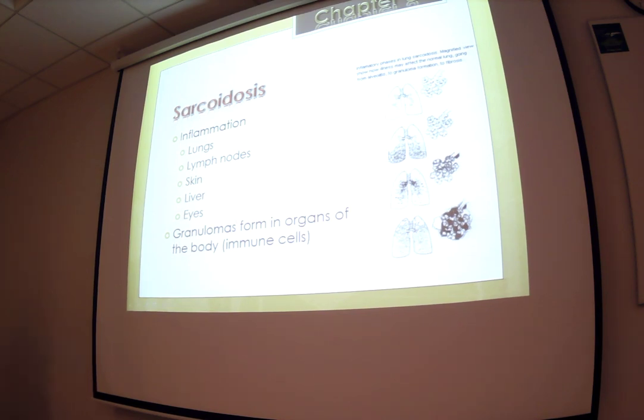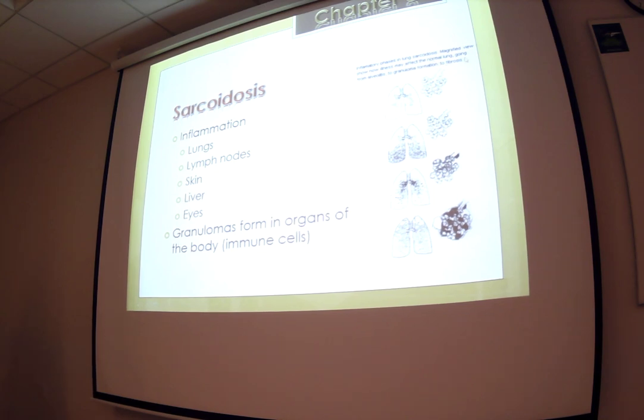Sarcoidosis. So essentially an inflammation in the lymph nodes, lungs, liver, eyes, skin, and other tissues. But the lungs are the most common site. Essentially with this, granulomas form in the organs that it attacks due to the immune cell response.